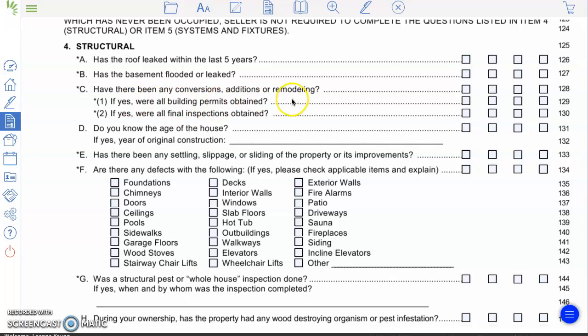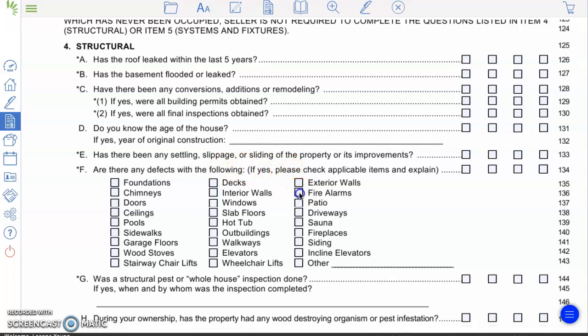If yes, were building permits obtained? If yes, were all final inspections obtained? Do you know the age of the house? What's the year of construction? Any settling, slippage, or sliding of the property or its improvements? And then last, or F should say, are there any defects with the following?